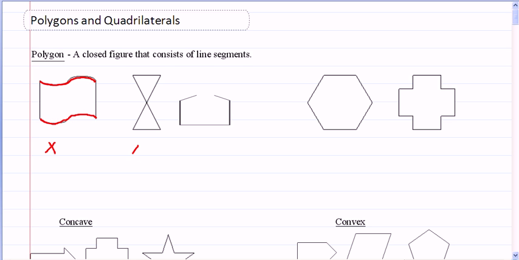This second figure is not a polygon because two of the sides pass through the figure. And the third figure is not a polygon because it's not a closed figure. These 2 points do not touch.